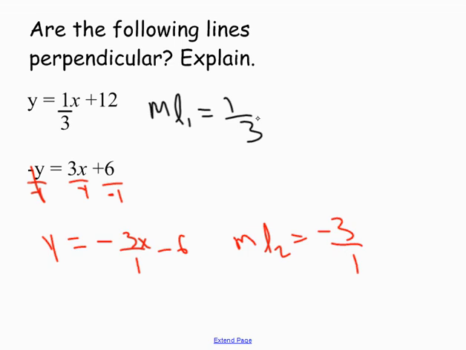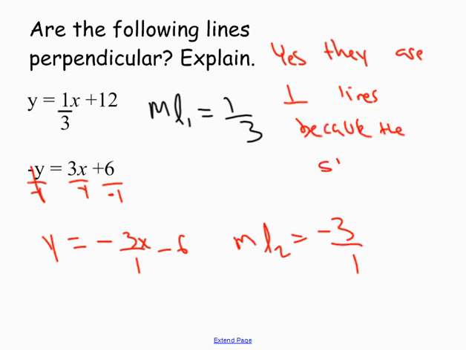So these are negative reciprocals of each other, aren't they? So yes, they are perpendicular lines because the slopes are negative reciprocals.